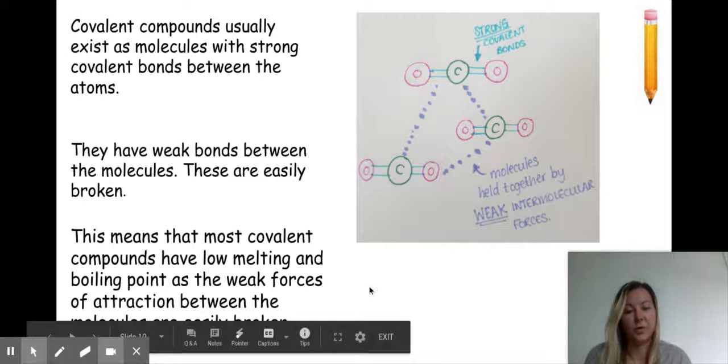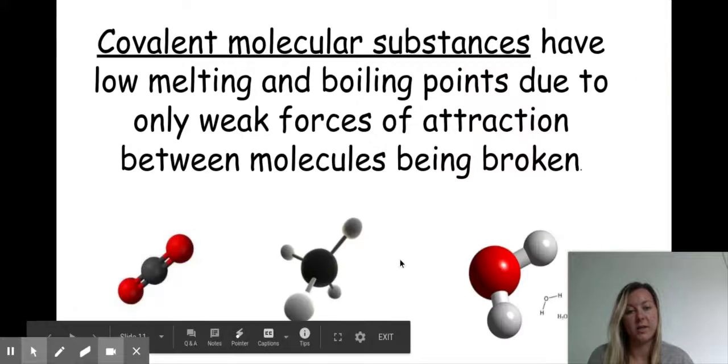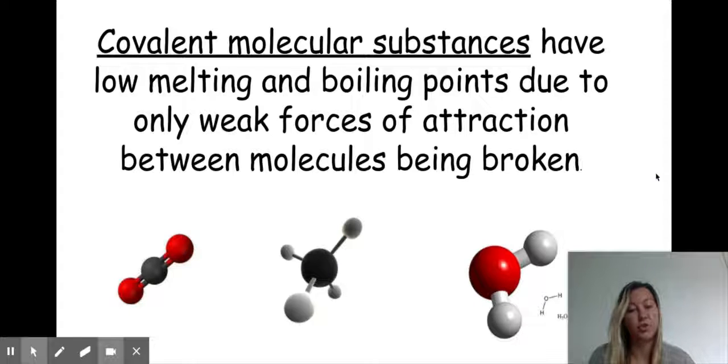This is a note that I'd like you to copy as well, please, and try your very best to copy the diagram if you can see it clearly enough. So covalent molecular substances have low melting and boiling points, and it's due to those only weak forces of attraction being broken when they are melted or boiled.